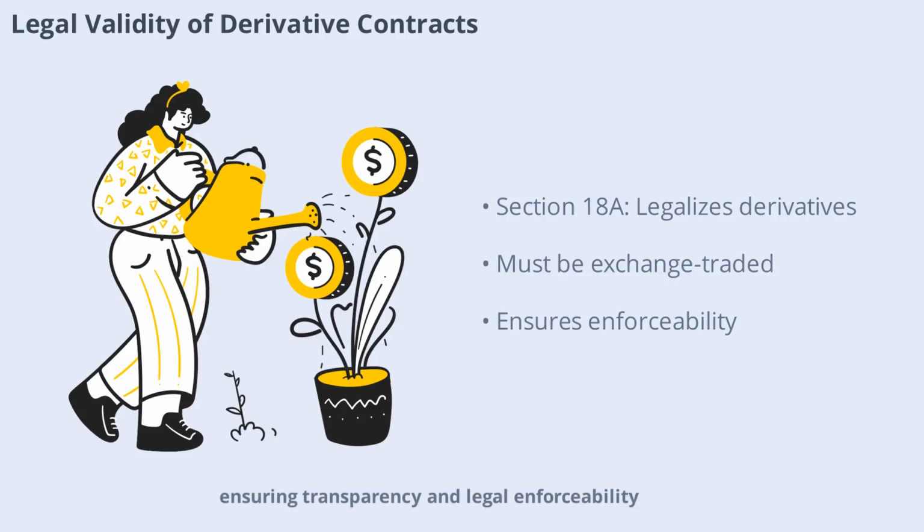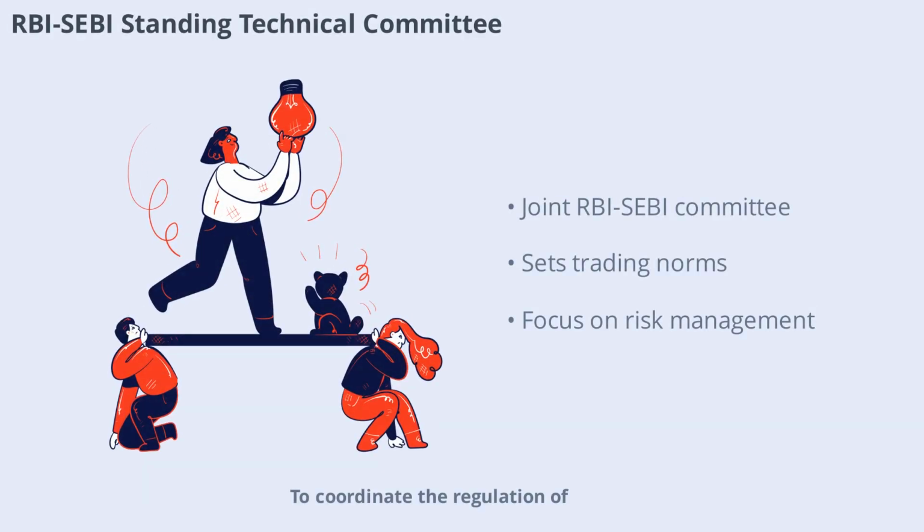To coordinate the regulation of exchange-traded currency and interest rate derivatives, the RBI and SEBI formed a standing technical committee. This committee was tasked with developing norms for trading, eligibility criteria for exchanges and members, and ongoing review of product design and risk management. Its recommendations laid the foundation for the introduction of currency futures in India, ensuring that the market structure supports both innovation and stability.